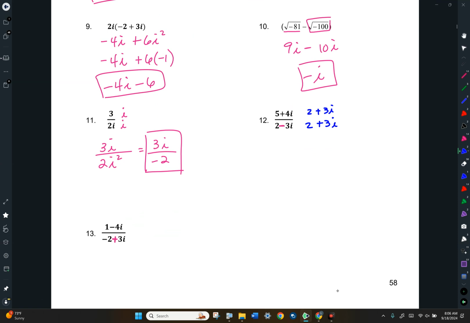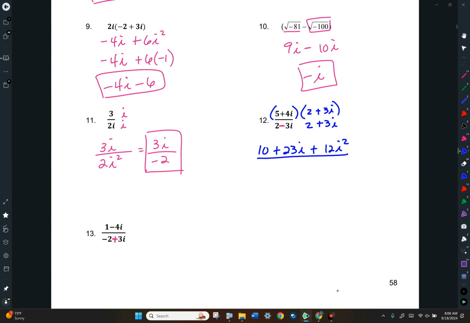Okay, so on top, I'm multiplying these two things, so I'm going to have to do FOIL. So on top, I'm going to have 10. The outer is 15i, and the inner is 8i, so that's going to be 23i in the middle. And then the last is going to be 12i squared. And I see an i squared, I'll take care of that in a minute.